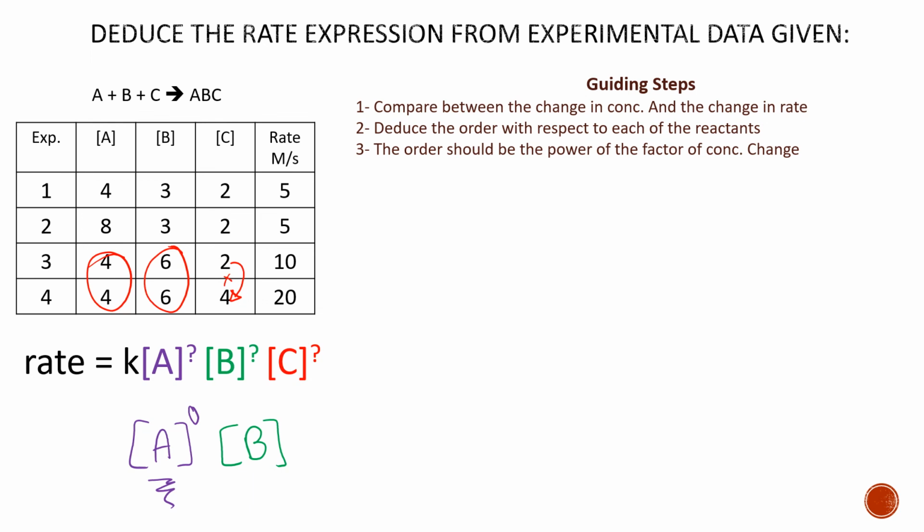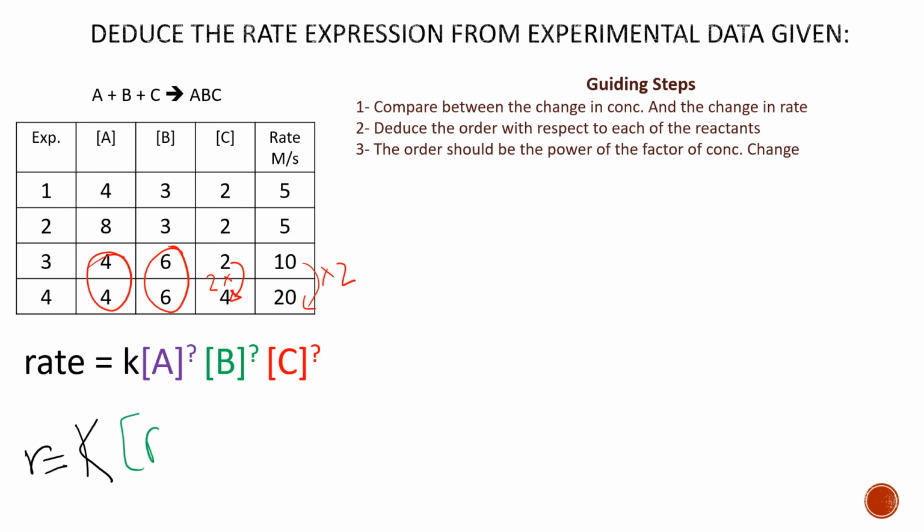Very good. So I'll use 3 and 4. What has happened to the concentration? By a factor of 2. What has happened to the rate? By a factor of 2. So it is first order. So the rate is equal to the rate constant k multiplied by the concentration of A to the power 0. We can erase that because it is to the power 0. So we can write it as follows: k[B][C].